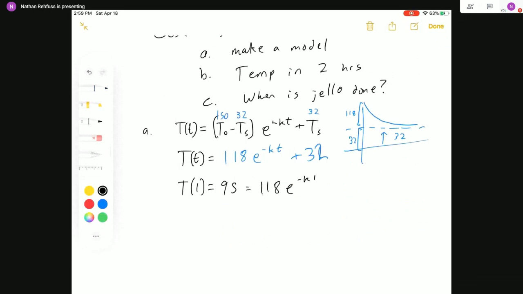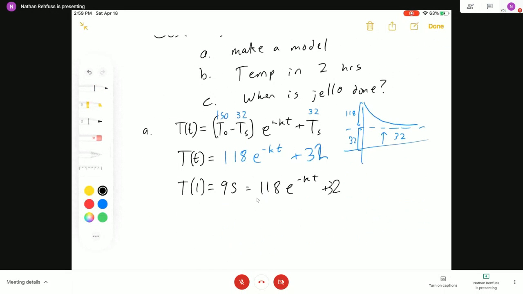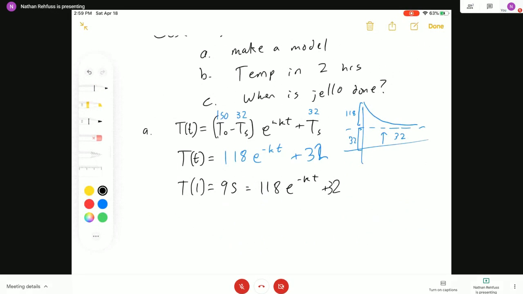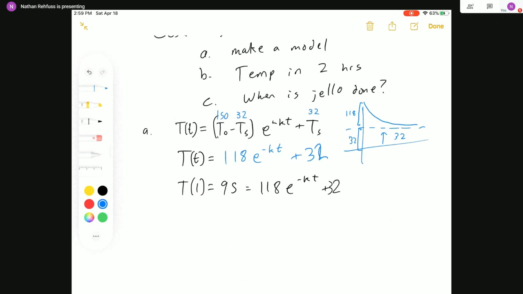Anyhow, we've got our information that after 1 hour, the Jello has reached 95 degrees. This will allow us to solve for k, which is the cooling constant that is unique to the composition of the Jello and the shape of the bowl it's in. And that will allow us to find out if we're going to be on time for the party. So we subtract 32 from both sides. 95 minus 32 is 63. Divide by 118.